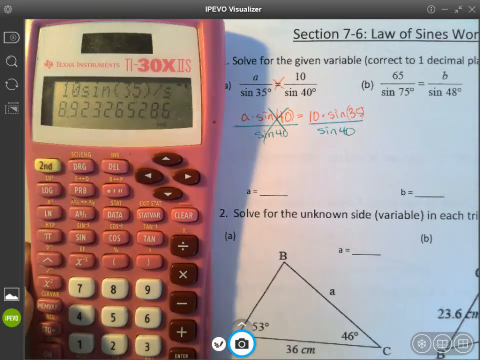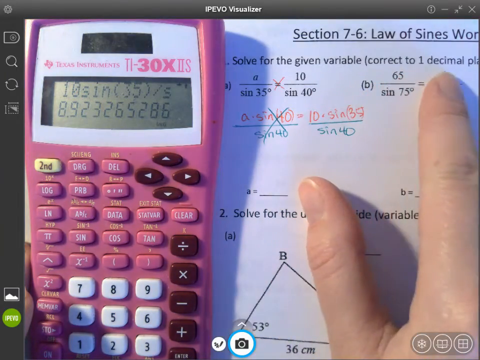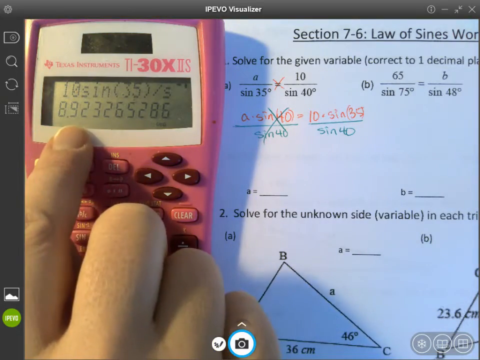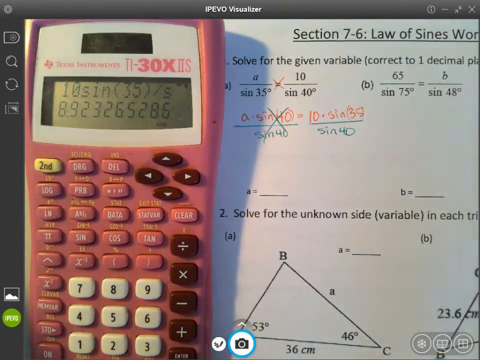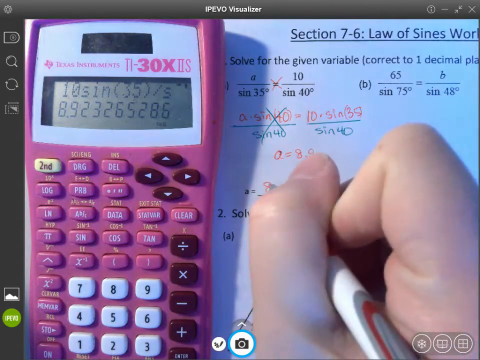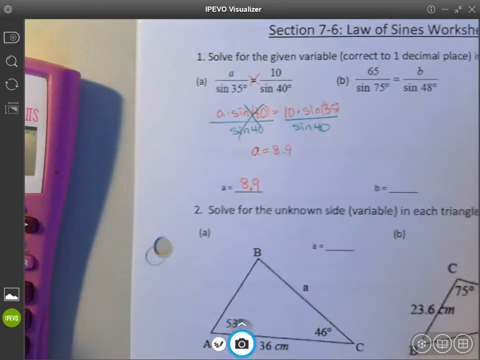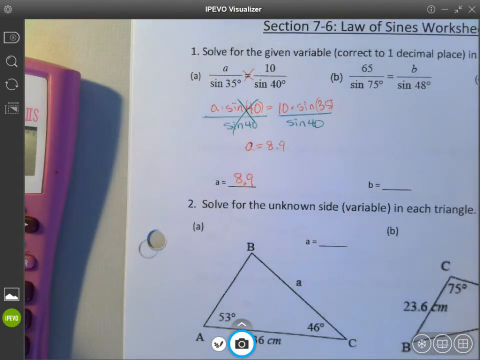All right, and it says round correct to 1 decimal place, so 8.9 is what I'm rounding this to. So a is 8.9. Now I don't know what kind of units it is, so it'd be just 8.9 units. So you're doing the same thing for B and C.